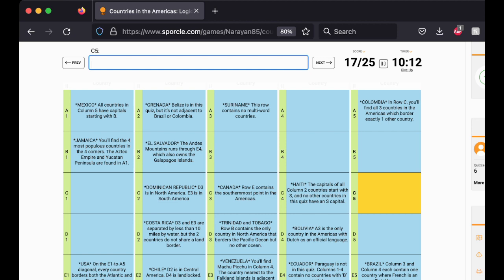Now C5. Belize's capital is Belmopan, so I think that would lead to C5 being Belize. Okay, each row contains exactly one country starting with the letter C. So E is Chile, D is Costa Rica, C is Canada. Alright, 5 is Colombia. So, trying to think what other C country starts with the C that we haven't had yet. Is there a country that starts with C but whose capital?